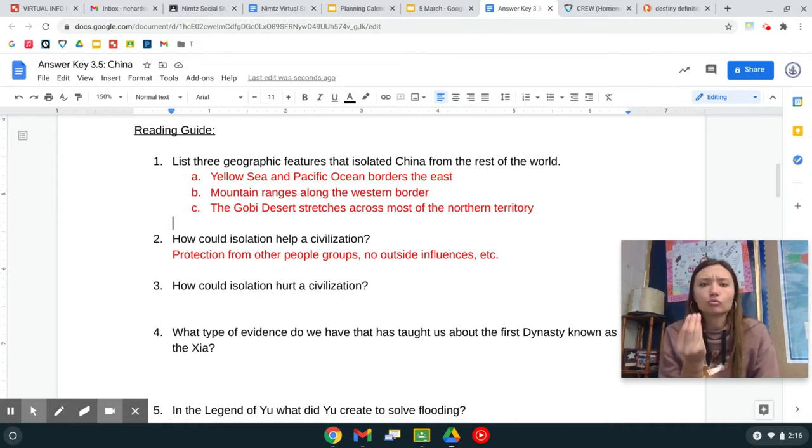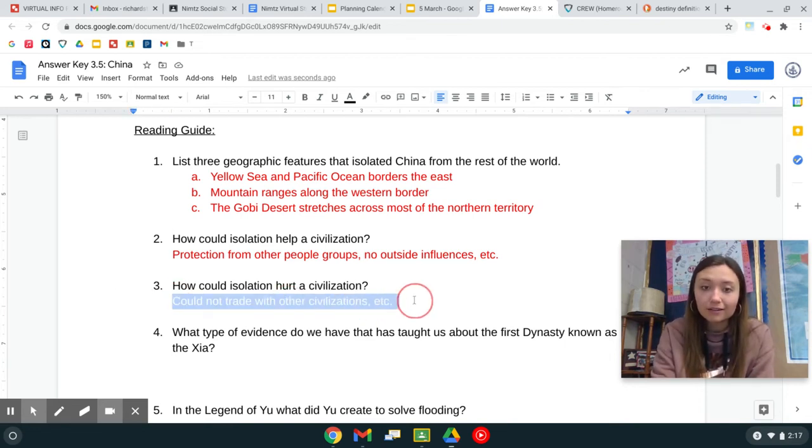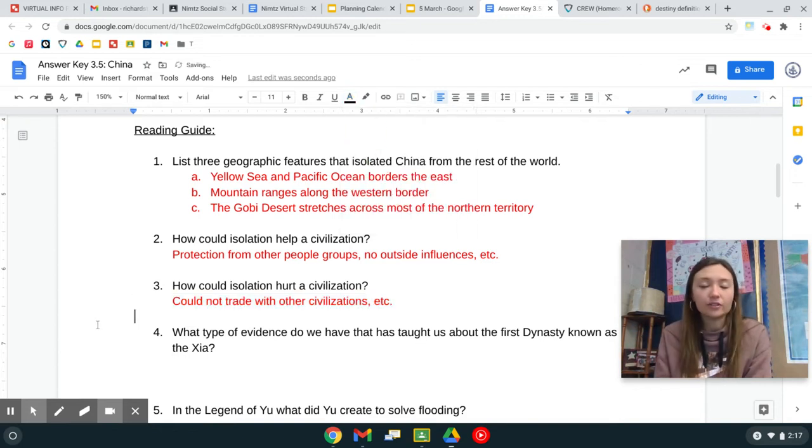And then their culture was really strong, right? And it was deeply rooted into their ancestry because there was no outside people kind of mingling or coming in. And then number 3, how could isolation hurt a civilization? Well, unfortunately, you couldn't do really a lot of trading with other civilizations. You couldn't benefit from what other civilizations were building or their technological advancements because you weren't trading with them. You kind of just were in your own bubble, right?